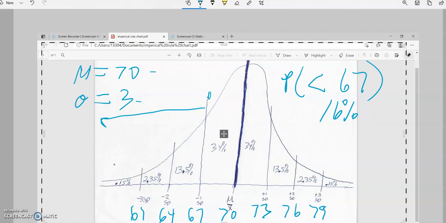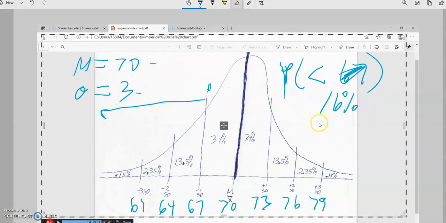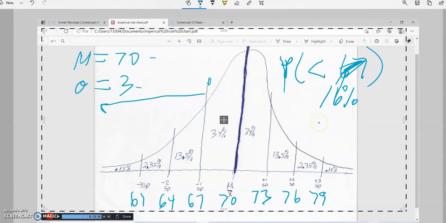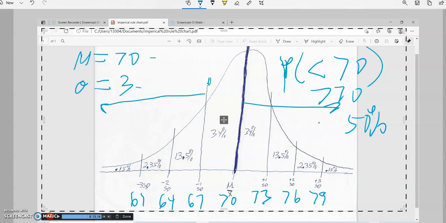You could also think of it this way. If I said less than 70, or greater than 70, either one, it's 50%, because right in the middle, 50% this way and 50% this way from the middle, okay? You add those up, obviously.